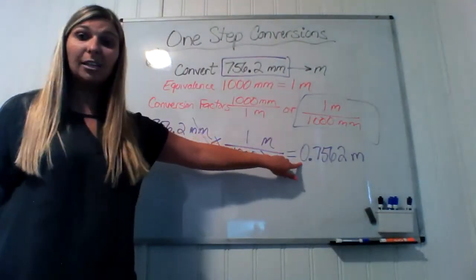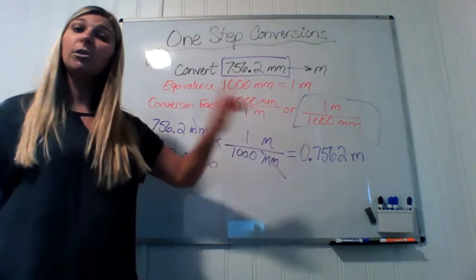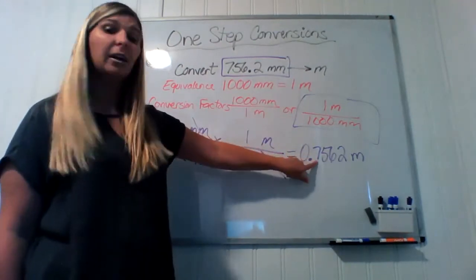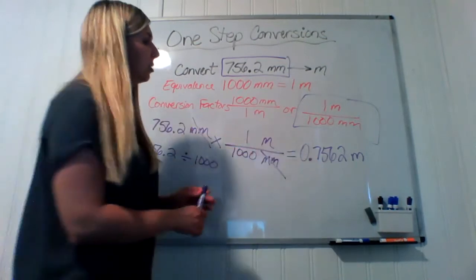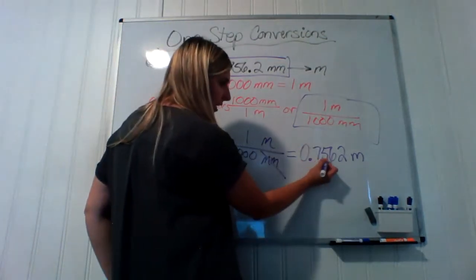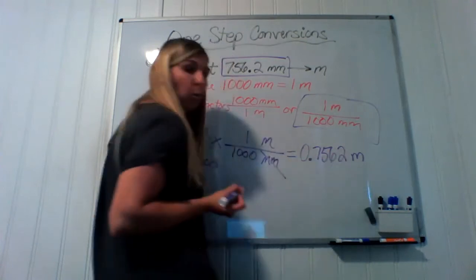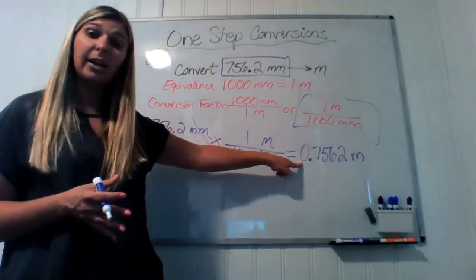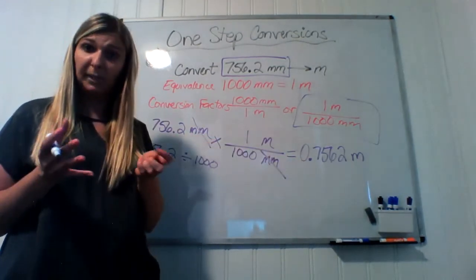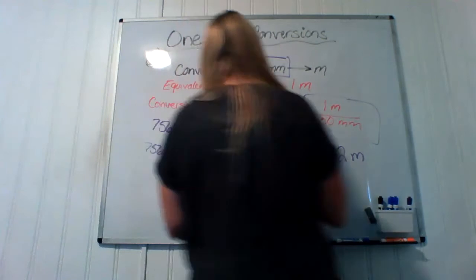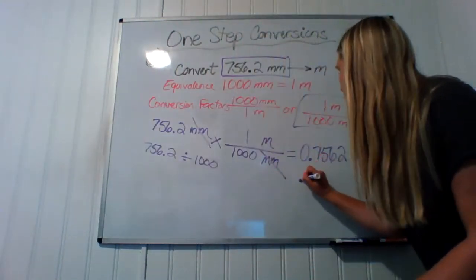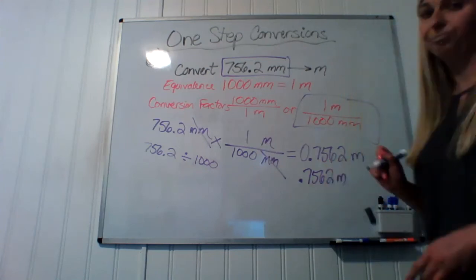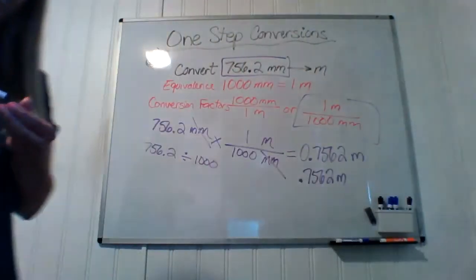this 0 is just a placeholder. So remember, you do not start counting until you reach the first non-zero. So here we will see 1, 2, 3, 4 significant figures. I'm just in the habit of writing a 0 there as the placeholder for the ones place. But if you write your answer as 0.7562 meters, that is also acceptable.